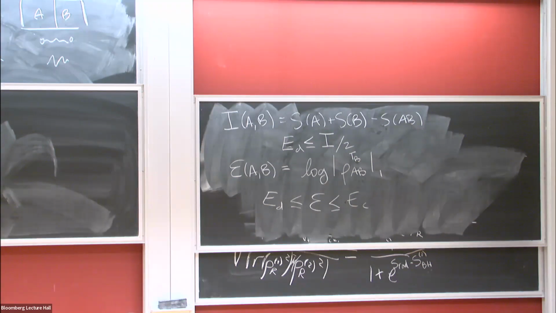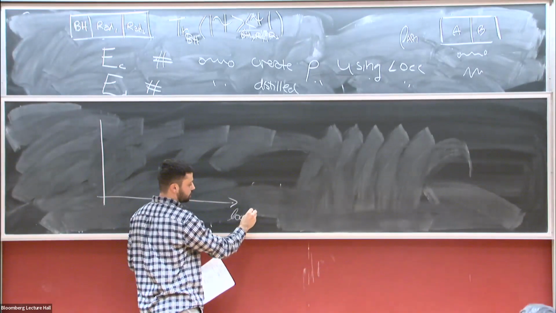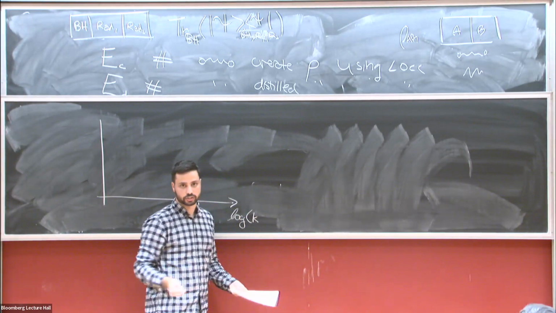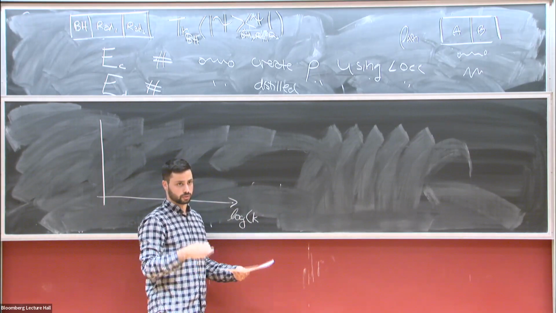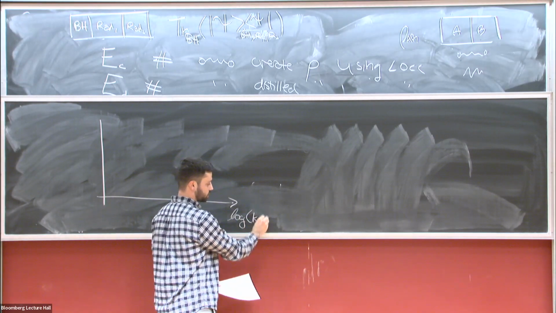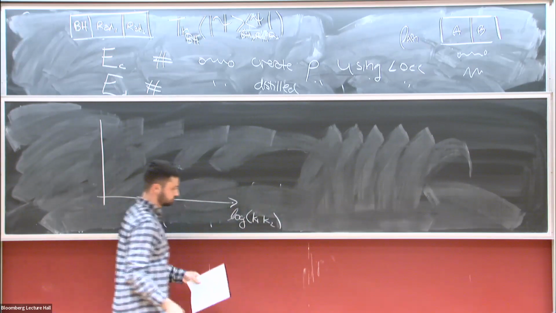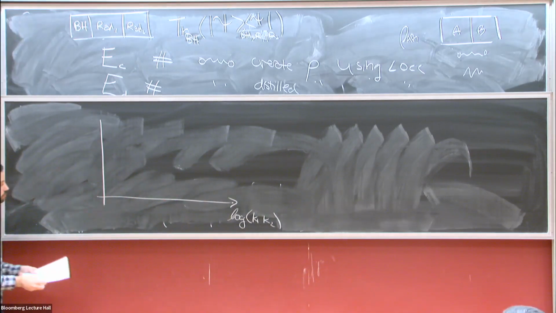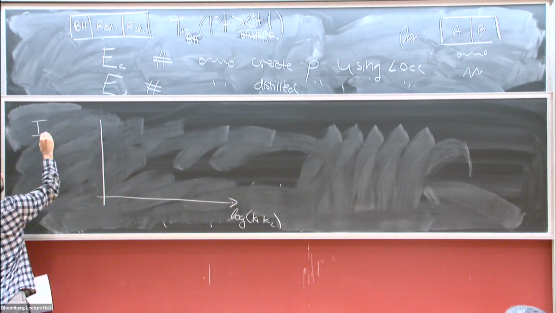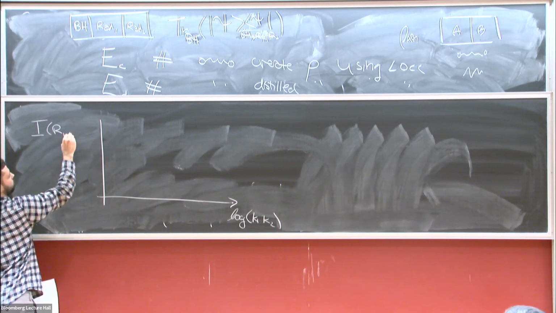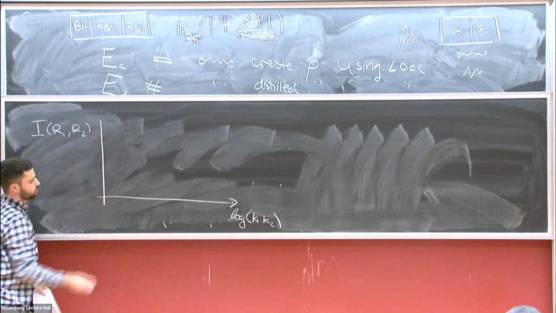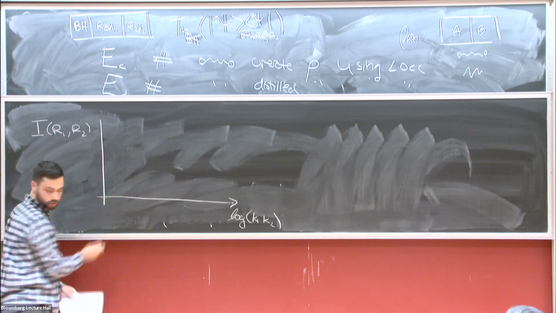So if I now split the radiation into K1 states and K2 states, multiplying to the K from before, and I look at mutual information between R1 and R2, you get.